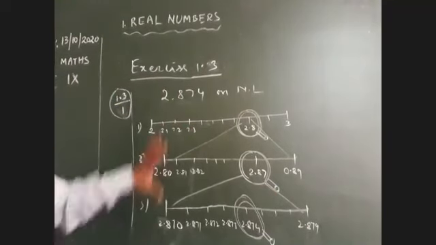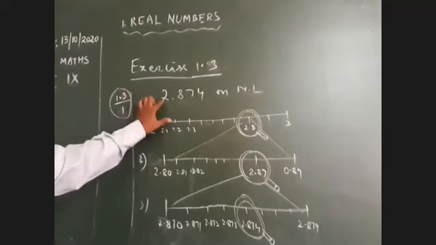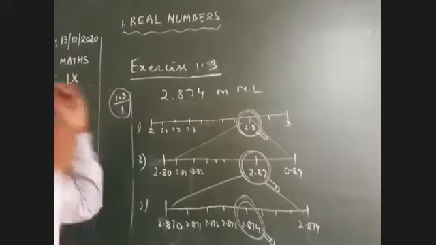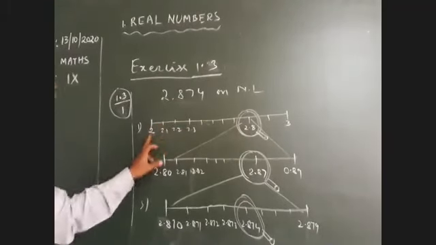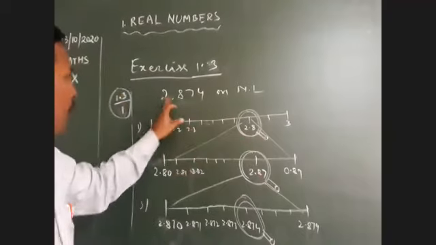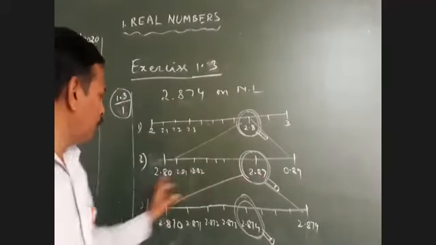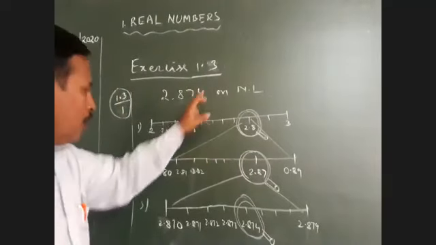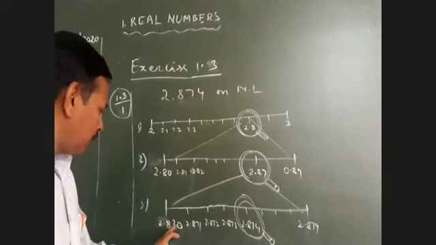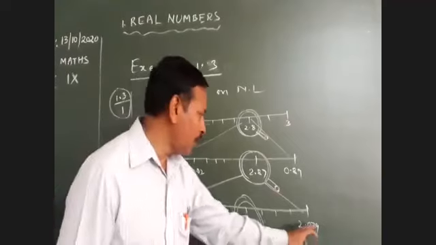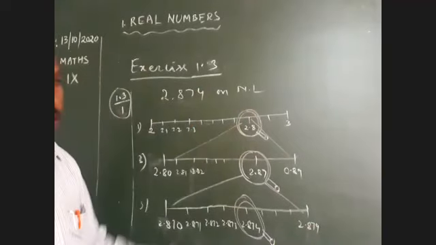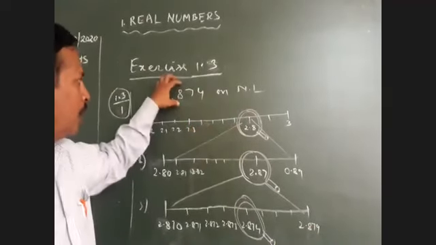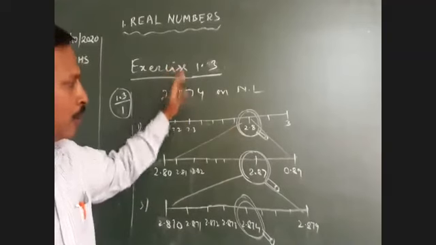Once again, children, any doubt? We'll see once again. First, we inserted 2.8 between 2 and 3. Next, 2.87 inserted between 2.80 and 2.89. Again, 2.874 inserted between 2.870 and 2.879. So this is called successive magnification. Any rational or irrational number, you can do the same way.